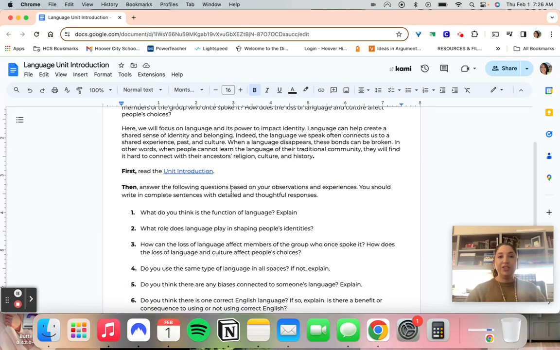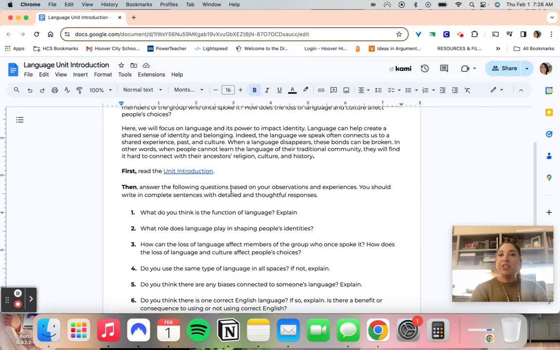Language can help create a shared sense of identity and belonging. Indeed, the language we speak often connects us to a shared experience, past, and culture. When a language disappears, these bonds can be broken. In other words, when people cannot learn the language of their traditional community, they will find it hard to connect with their ancestors' religion, culture, and history.